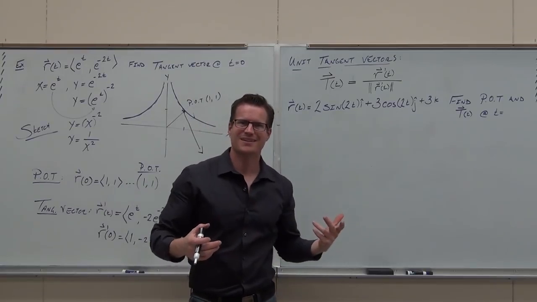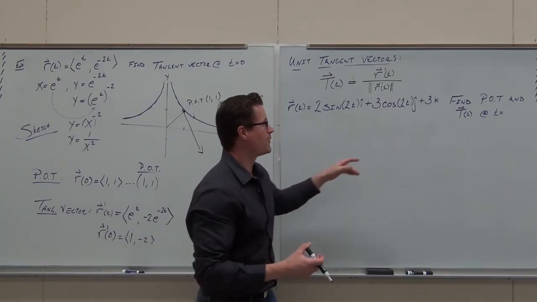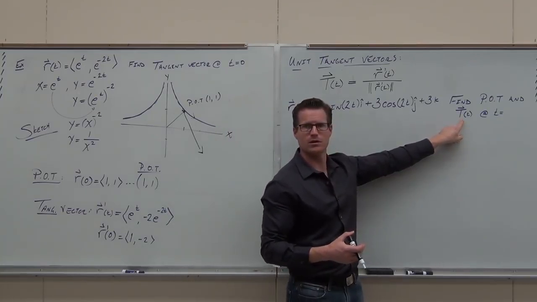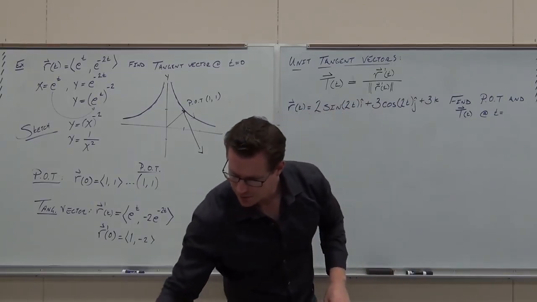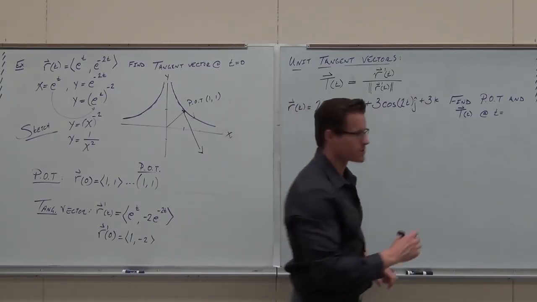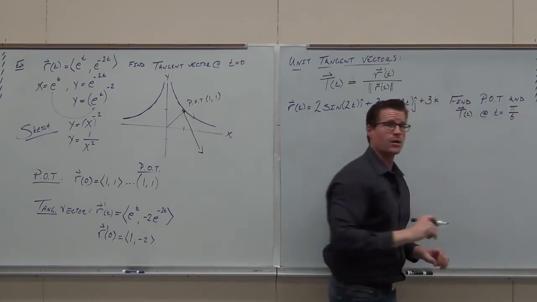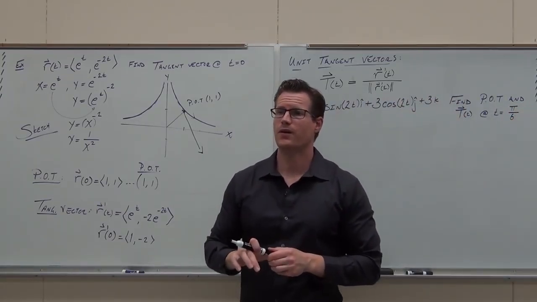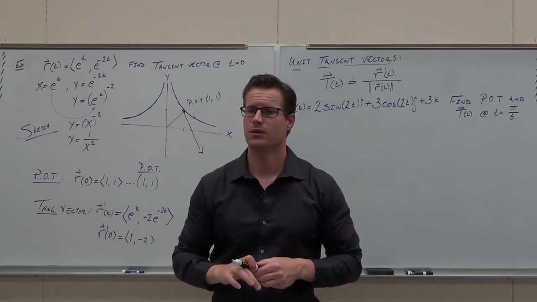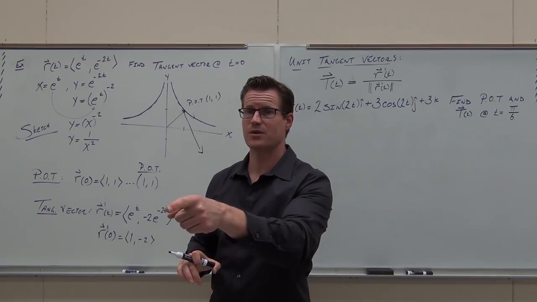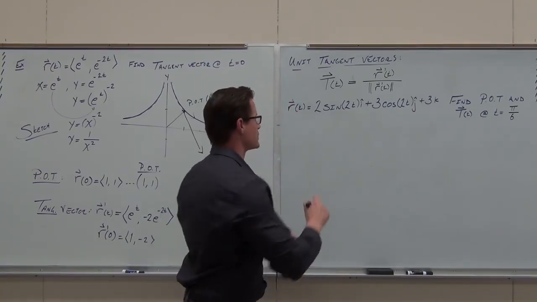You want to try it? I bet you can do it right now. Here's what I want to do. I want to find the unit tangent vector and the point of tangency at t equals pi over 6. What can you find right now with doing very little work? Point of tangency. You can find the point of tangency really easy. How do you find the point of tangency right now, everybody? Let's find the point of tangency.